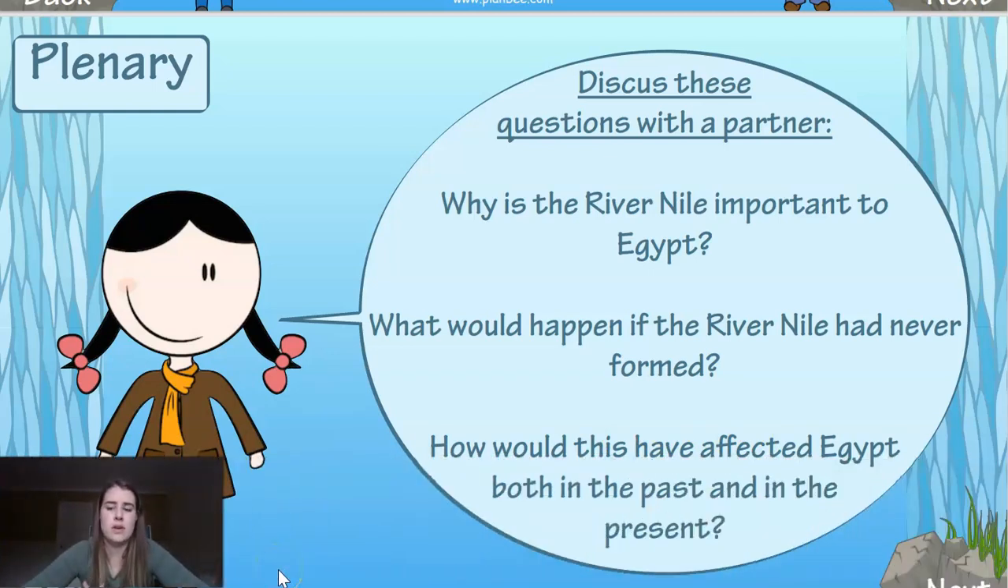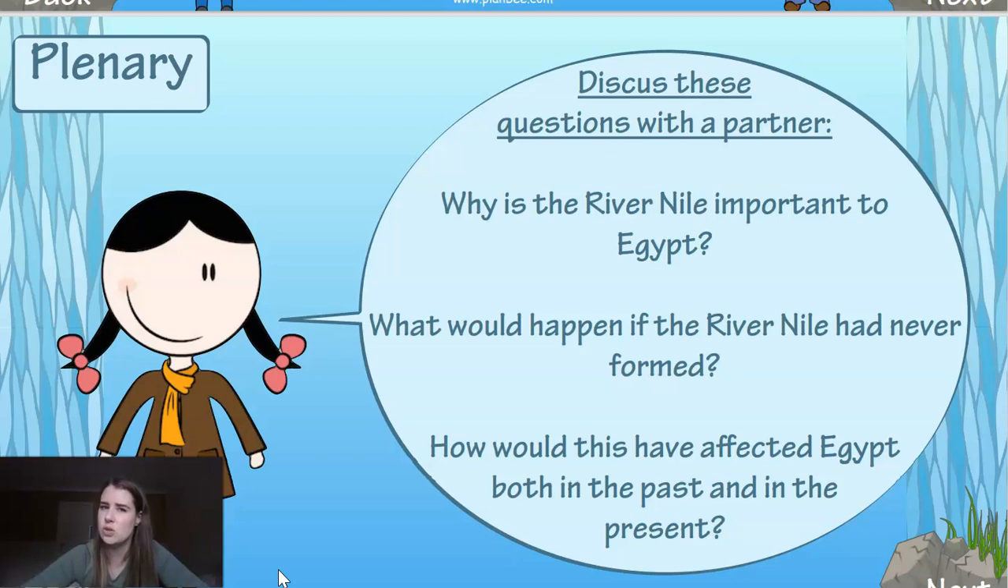So think about why the River Nile is important to Egypt. Okay, think about what it offers in terms of transport, in terms of tourism, in terms of money, in terms of sanitation for water, habitat to plants and animals. Think about what would happen if the River Nile had never been formed. What would the impact of that have had on, well, primarily of Egypt, but some of the other countries that the river runs through. So think about the benefits of the rivers and what would have been taken away had it not been formed. And how would that have then affected Egypt, both in the past and present?